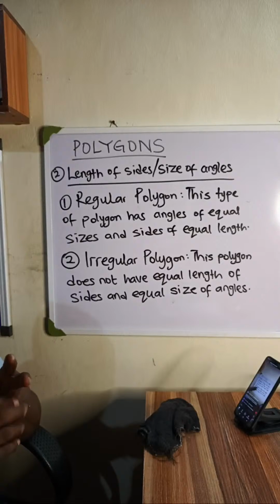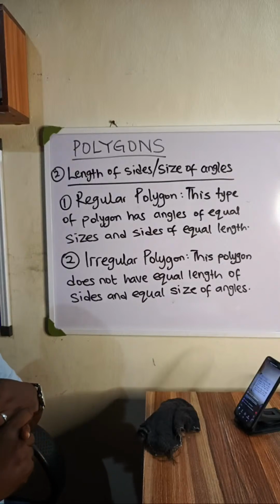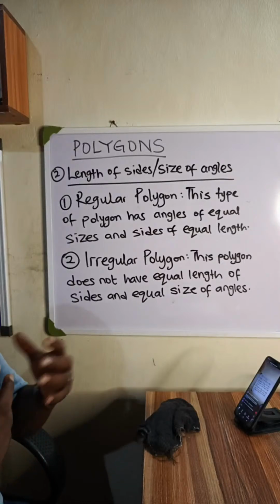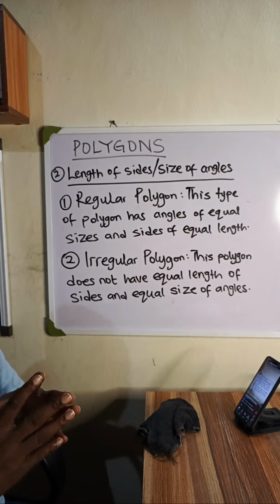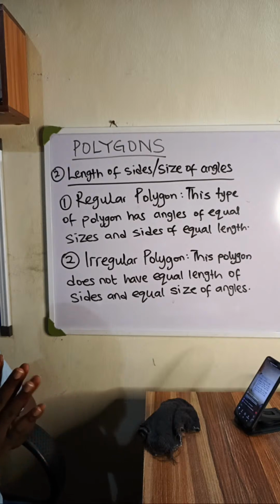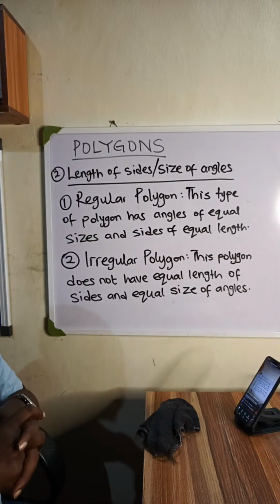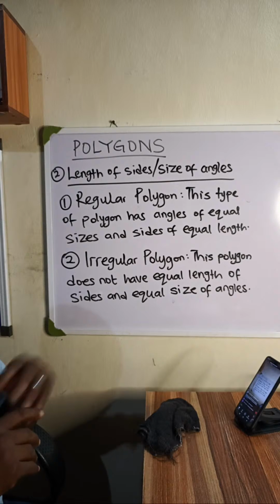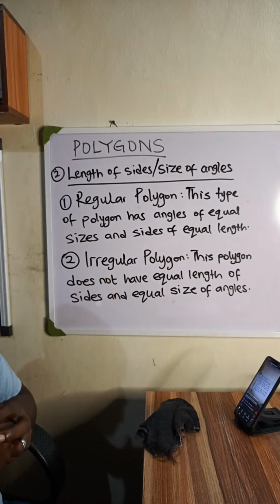So now we've seen what a polygon is. We've been able to classify polygons. The next thing we're going to do is see how to calculate the sum of angles in a polygon. Sum of angles in a polygon. So I'll be wiping this off in one minute's time. Sum of angles in a polygon. That's the next thing we're going to be looking at.